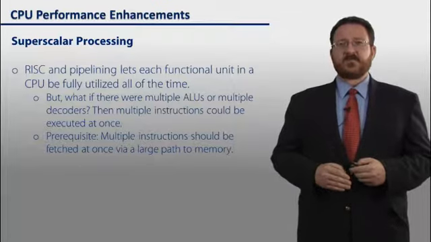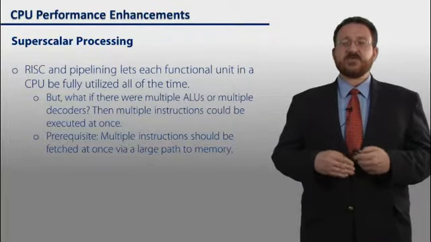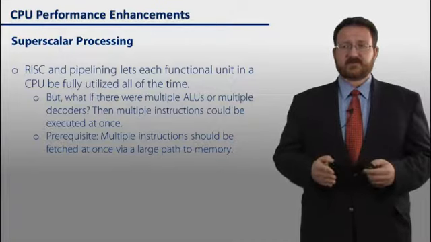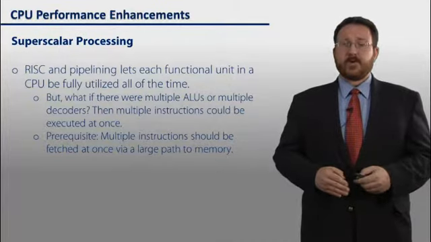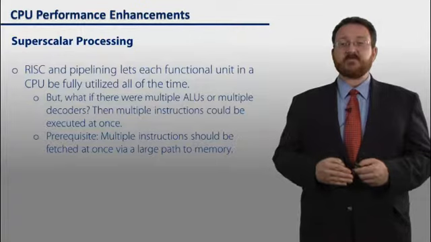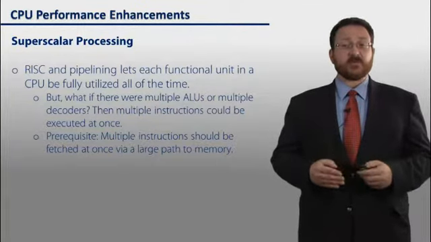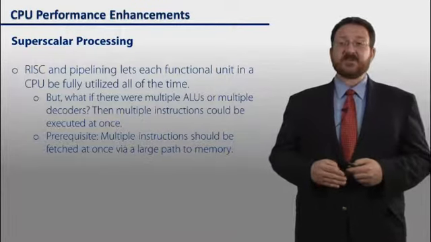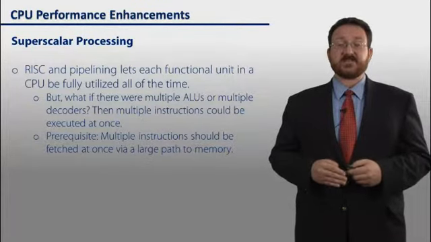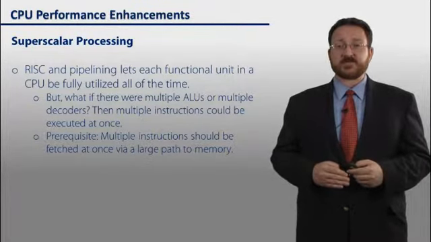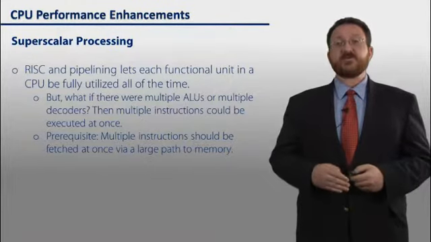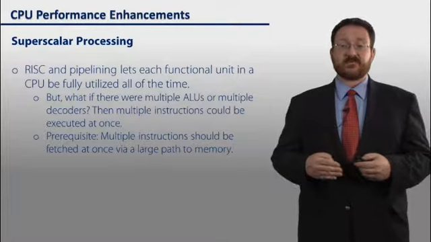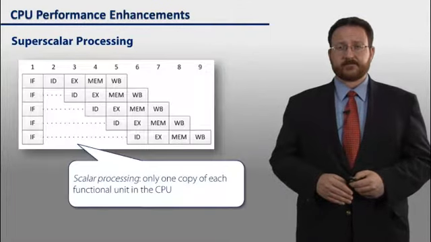So RISC pipelining lets us use each functional unit to its most effective use. But what if we had multiple functional units? What if we had multiple ALUs or multiple decoders? If that's the case, then we could actually be simultaneously executing stage 1 on multiple instructions. In order to do this, we need to be able to get multiple instructions at once from memory, so we need to have a very large path to memory.